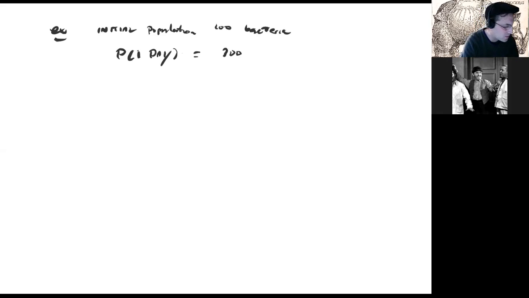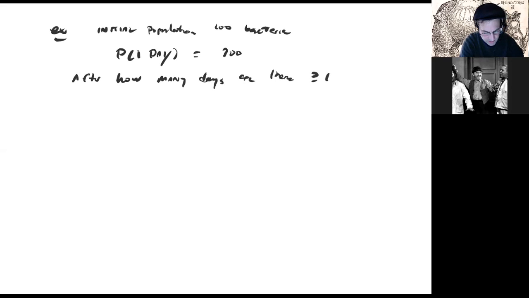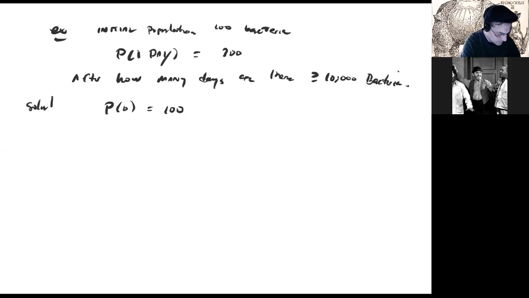Okay, so the question is, after how many days are there at least 10,000 bacteria in the petri dish? And again, I'm assuming an exponential growth model. So we know that p of 0 is 100. That's given to us. This is the solution, so we get p of t equals 100 e to the kt.